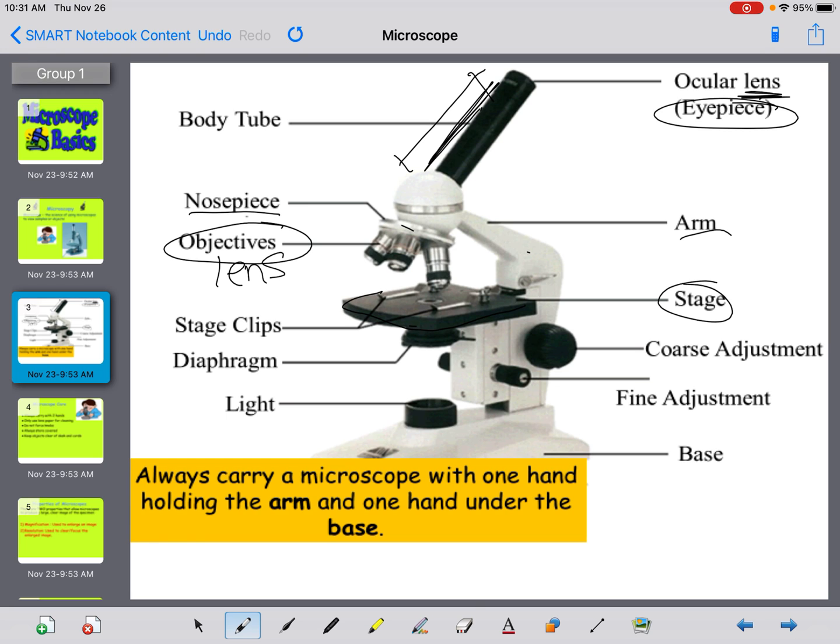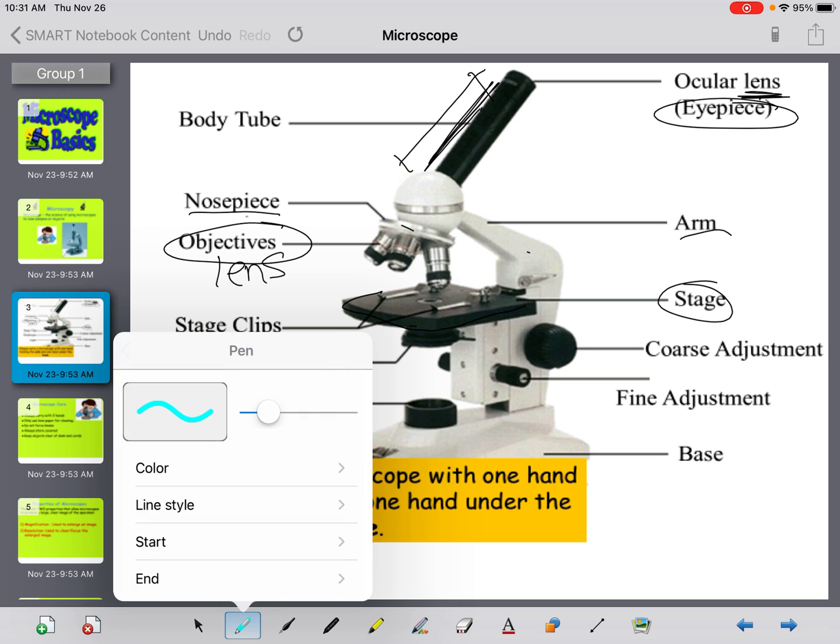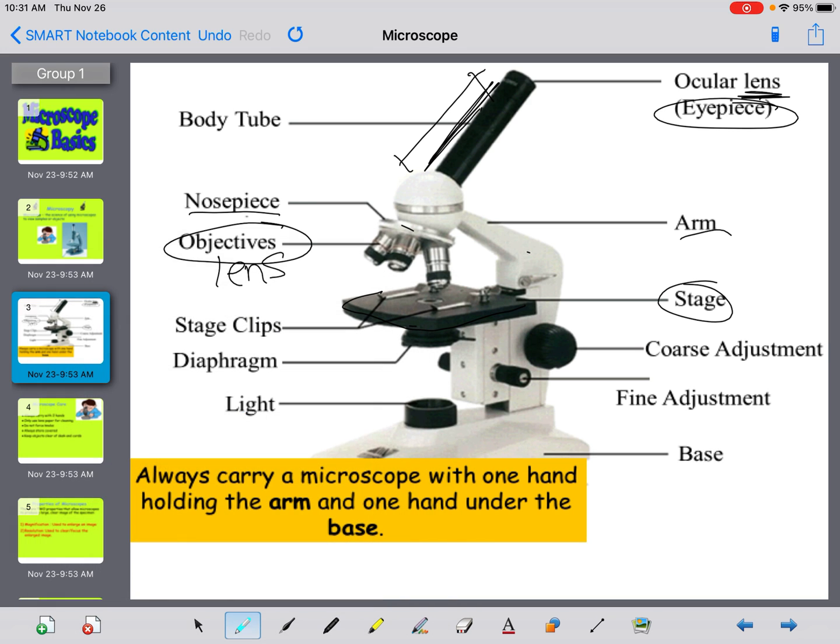Now this black portion here is called the stage. Your species is like the star of the show, and the stage is where you're going to put it. Your glass slide with the specimen will fit right here, where my X is where the specimen would be that you want to look at. You put the glass microscope slide onto the stage and hold it in place using stage clips. These are the metal pieces here, and they just hold it in place.